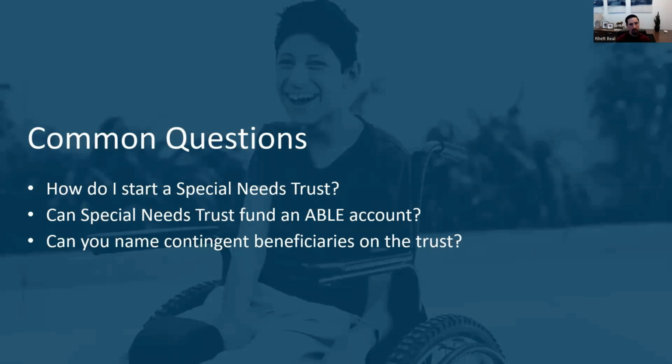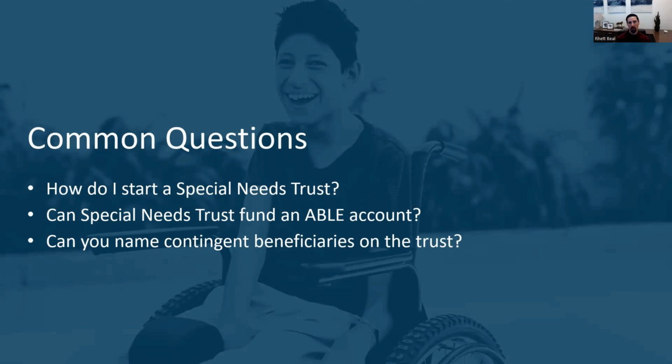So what are some common questions that come to my desk on special needs trusts? How do I start a special needs trust? Like, where do I go? It starts by going to an estate attorney, and I highly recommend going to an estate attorney that has a niche in special needs planning, just because they know the rules and regulations around the government benefits and how to structure that trust properly.